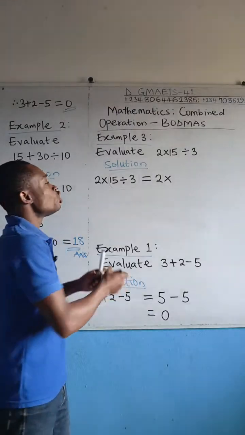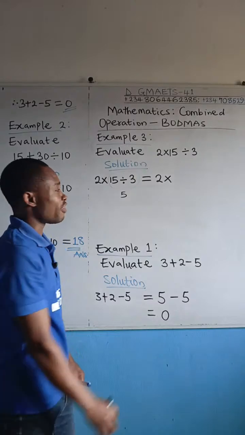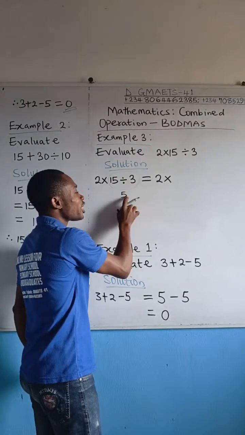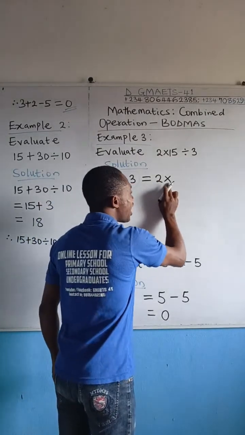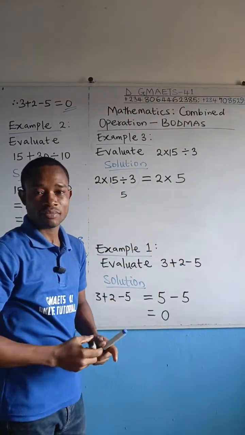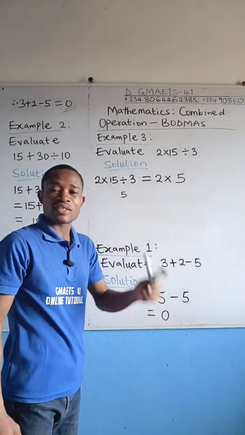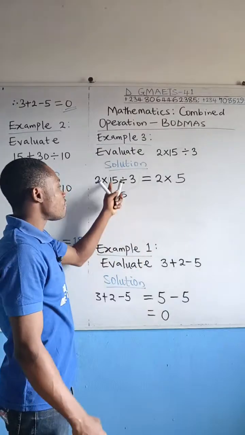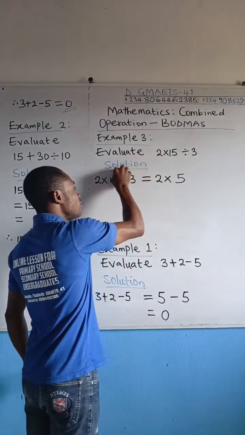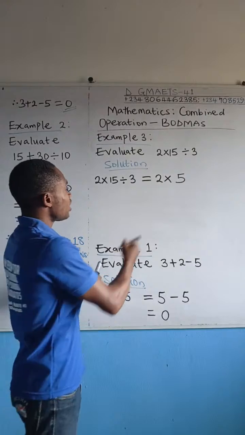Good. So if 15 divided by 3 will give us 5, it means in place of these 2 numbers, 15 divided by 3, you are going to remove them and write 5, because that is the answer of 15 divided by 3. So look at it, 2 times, instead of 15 divided by 3, you are now writing just 5. In place of that 15 divided by 3, you fix 5. Now let us move on.